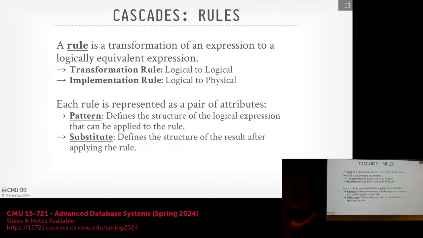Again, the rules are just ways to convert logical operators to logical operators or logical to physical. And in the end, the database system needs physical operators because that tells you what the system is actually going to do when it executes things, right? And then within a rule, we'd say, here's the pattern that I want to match on, either in a logical expression or a physical expression, and then here's the transformation I want to do to put the query plan that I'm looking at or the group that I'm looking at into a new form.